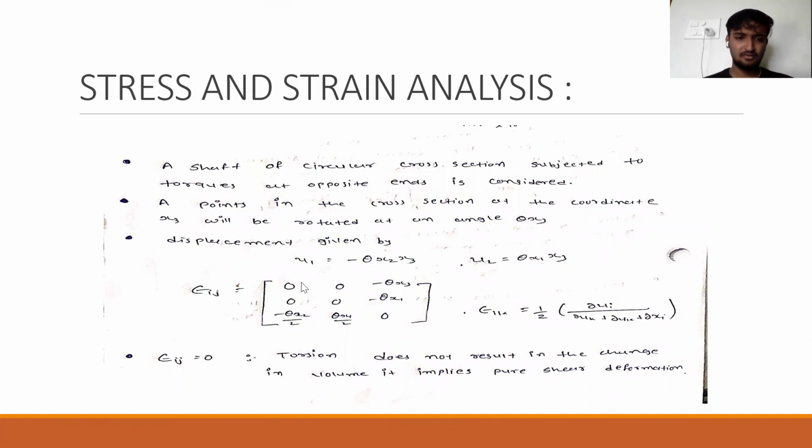This is one matrix, and epsilon ik is equal to 1 by 2 times the partial of ui by partial xk plus the partial of uk by partial xi. Okay. So torsion does not result in a change in volume, which implies pure shear deformation.